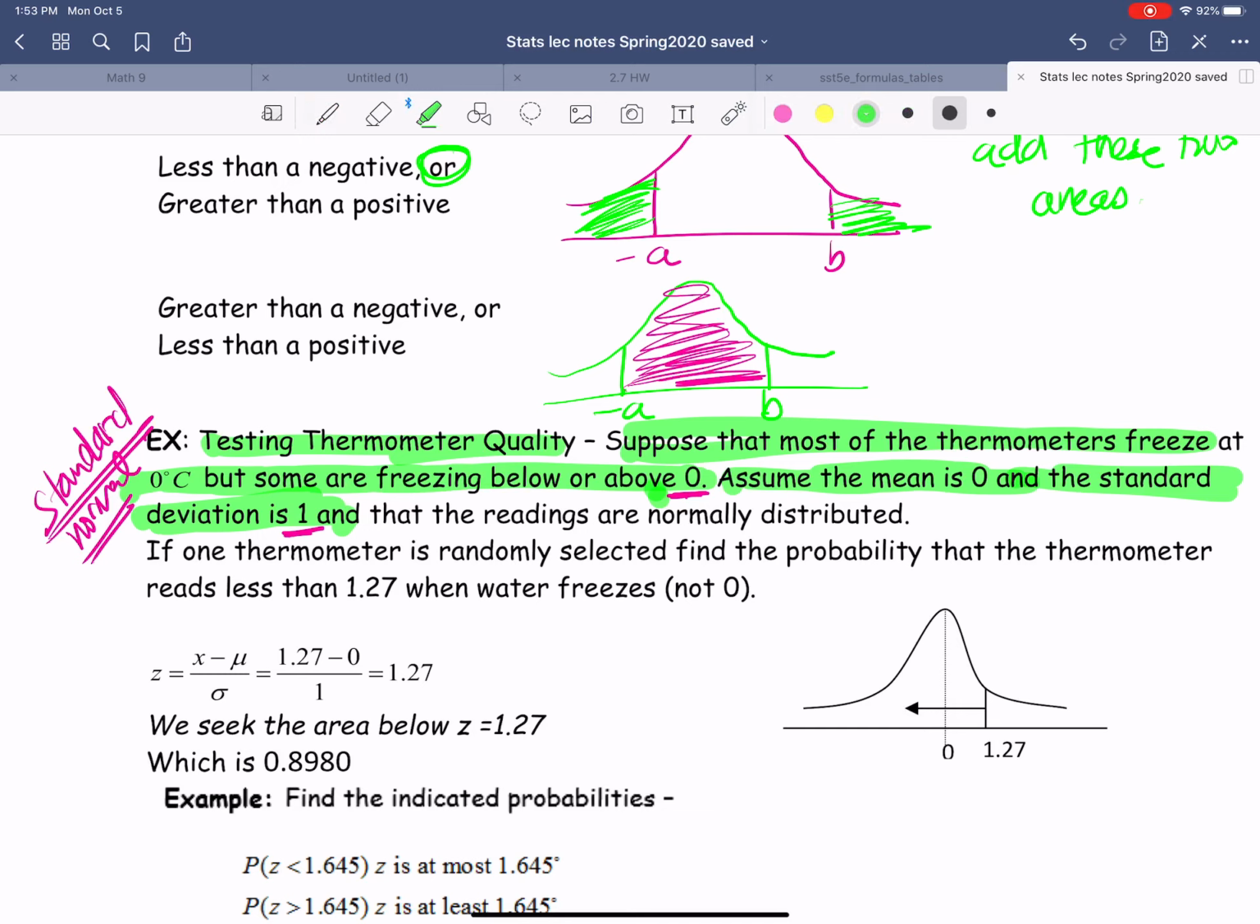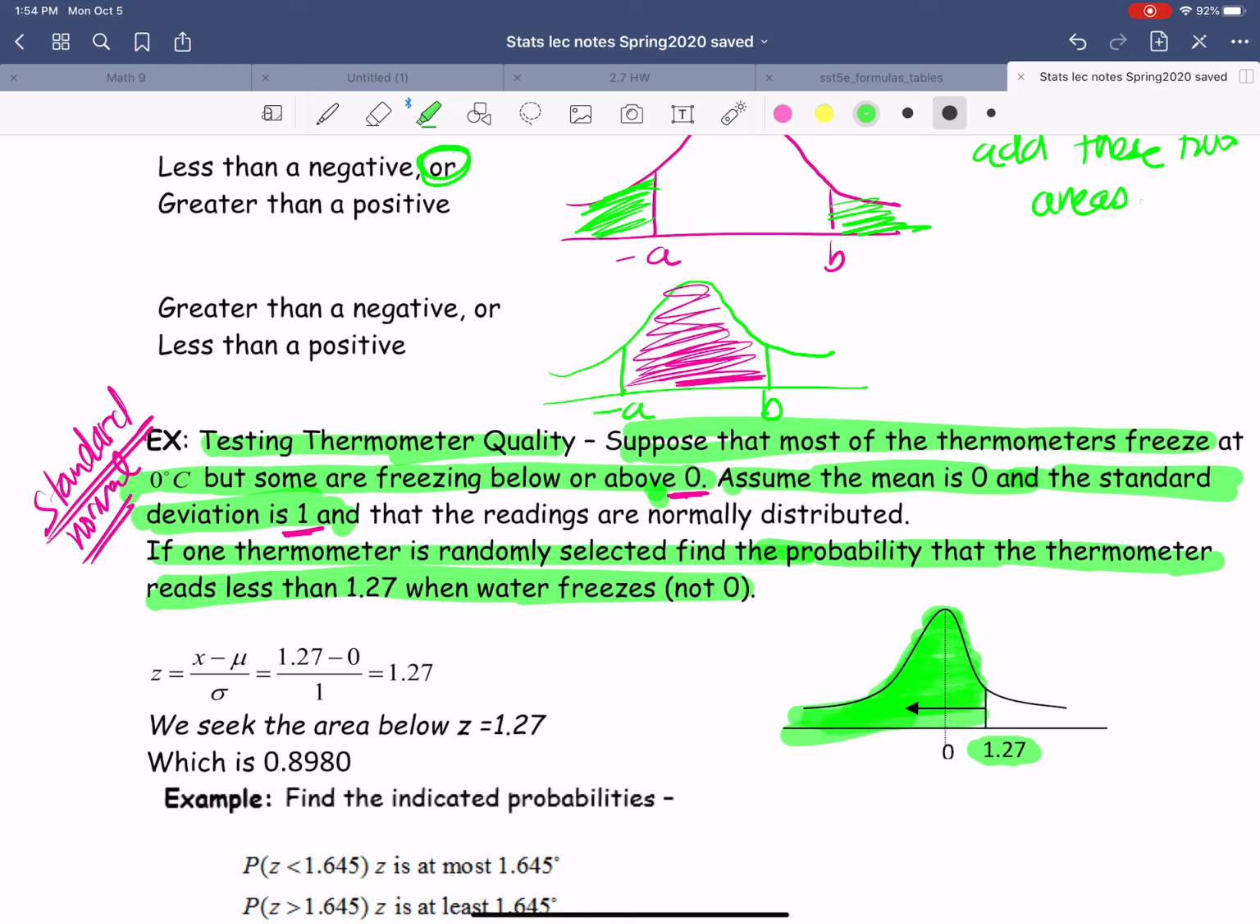If one thermometer is randomly selected, find the probability that the thermometer reads less than 1.27 when water freezes, not 0. Okay, less than 1.27. So we're looking for the probability of less than 1.27. First of all, on my curve, I need to figure out where 1.27 is. Well, it's a positive z-score and it's going to be above my mean. So approximately that's where 1.27 is. And we're looking for the area to the left of 1.27.